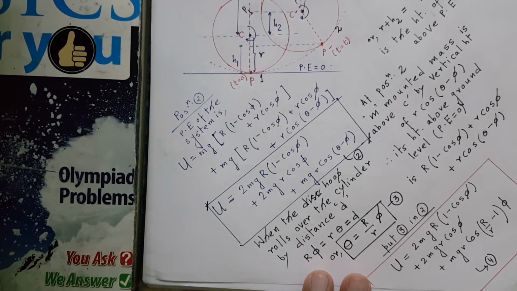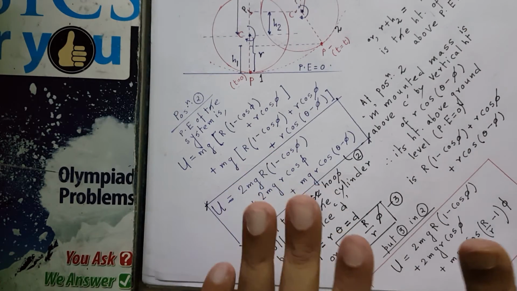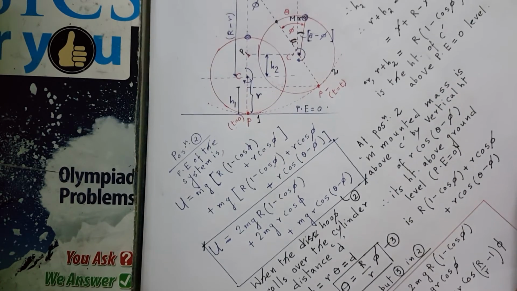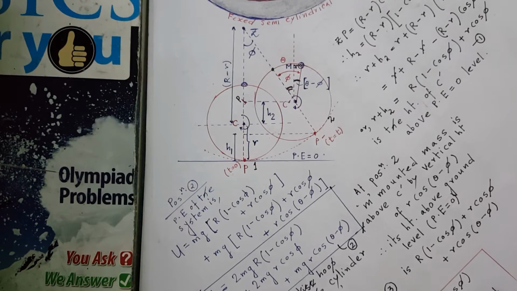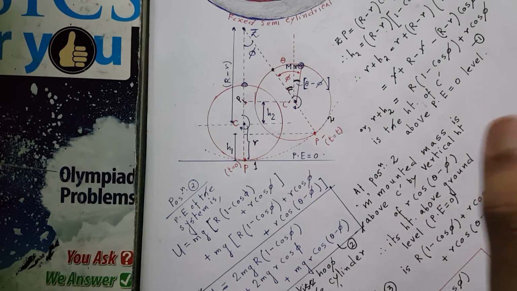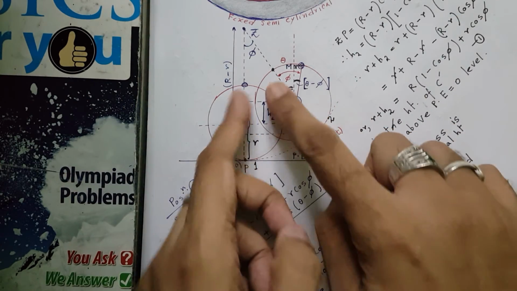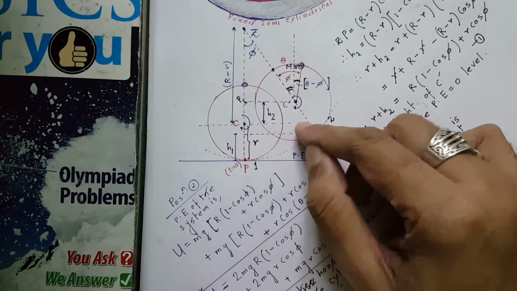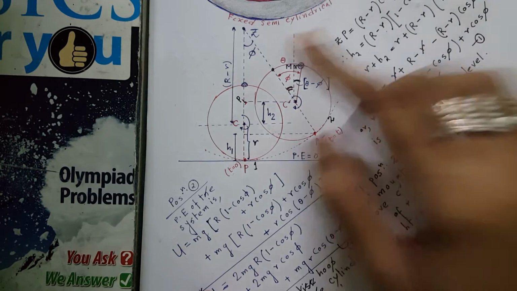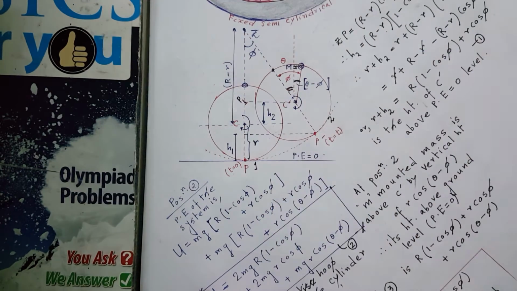Okay, I hope this particular approach is clear. So what is our goal? Our goal is to find the condition for stable equilibrium of the hoop. So the first step will be to find the potential energy of the system when it is slightly displaced from the mean position. This angle phi is very small.